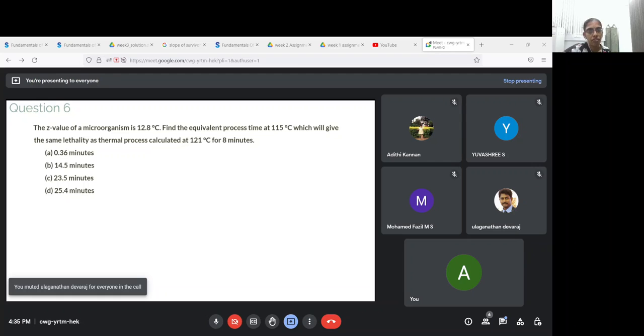So you have the Z value given. You need to find out at 115 degrees Celsius, which is your say T2, and T1 or your T0 here is 121 degrees Celsius, and the time required is 8 minutes. So any clue how to go about it?